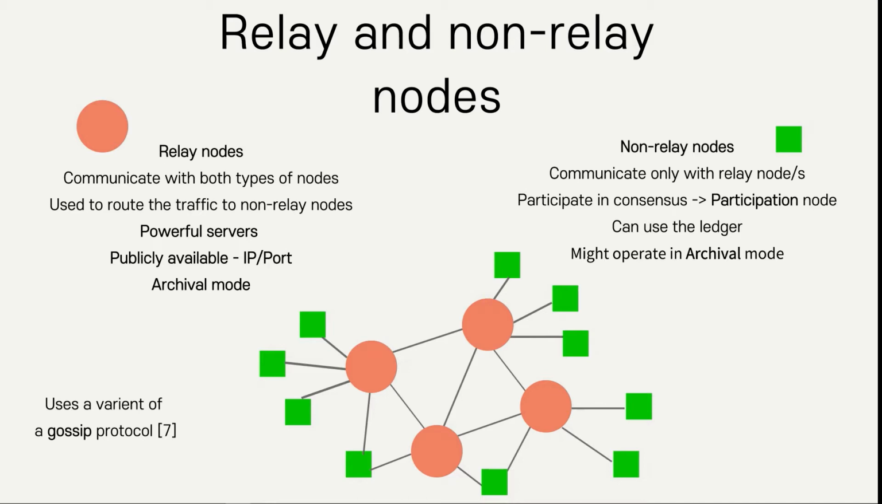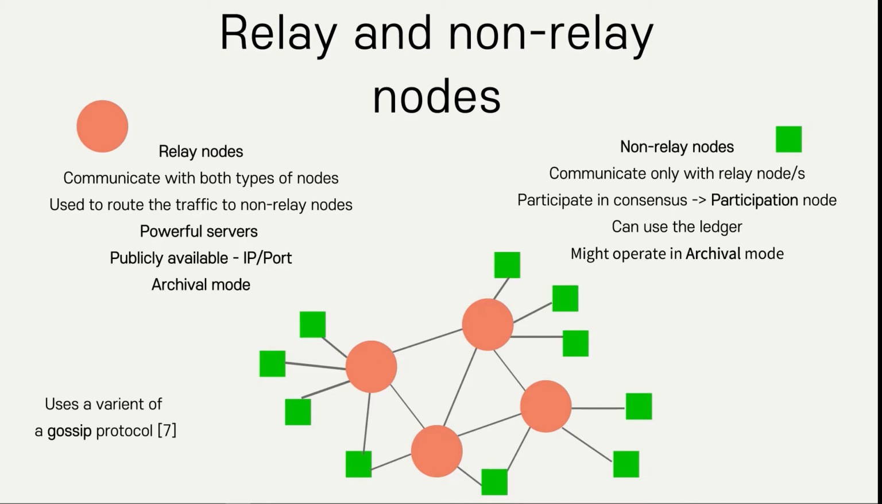Second, non-relay nodes communicate only with a single or more relay nodes. These nodes participate in the consensus and are therefore also called participation nodes. Relay nodes can technically participate in the consensus as well, but it is not recommended. Non-relay nodes can use the ledger for operations such as retrieving data from it or proposing new transactions. Finally, they can choose to operate in an archival mode as well, but they don't have to.